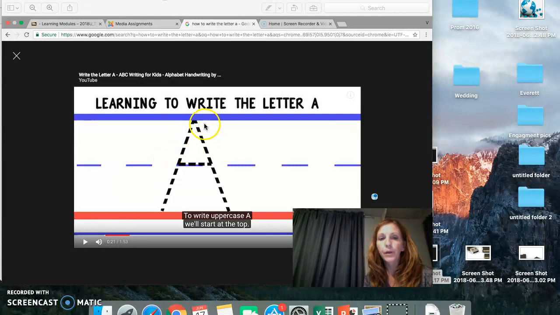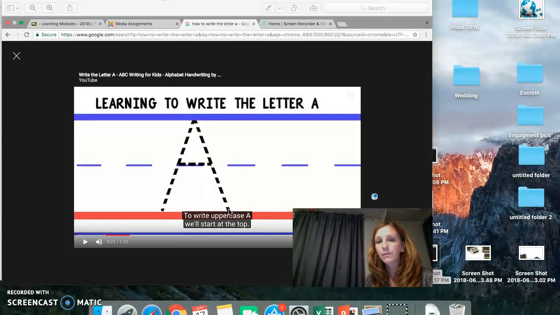So to begin with, we are going to put our pencil at the top of our letter here, and then we are going to draw a diagonal line straight down like this. And then we're going to trace that same line right back up. And then when we get to the top, we are going to draw a diagonal line on the other side, kind of like a tent shape.